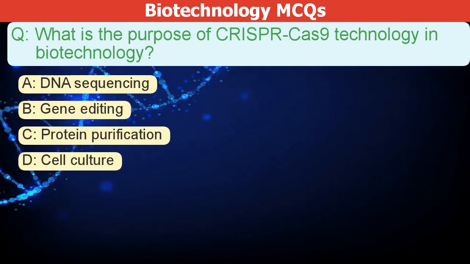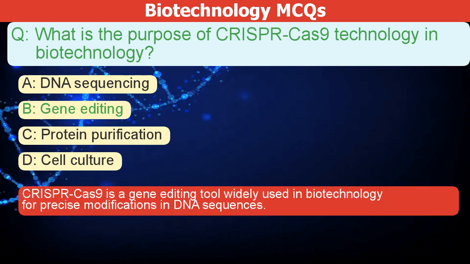What is the purpose of CRISPR-Cas9 technology in biotechnology? A. DNA sequencing. B. Gene editing. C. Protein purification. D. Cell culture. The correct answer is B. CRISPR-Cas9 is a gene editing tool widely used in biotechnology for precise modifications in DNA sequences.